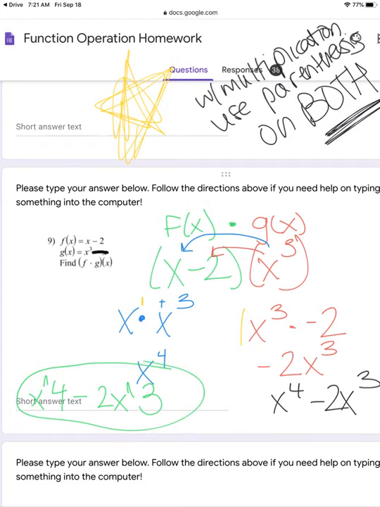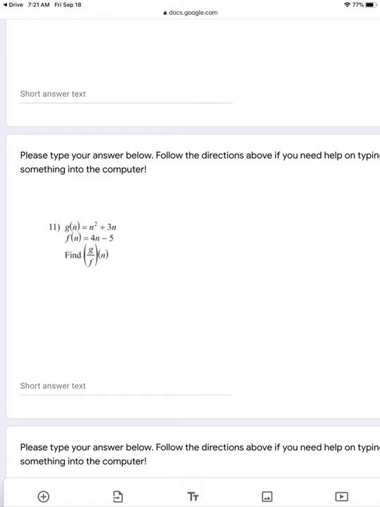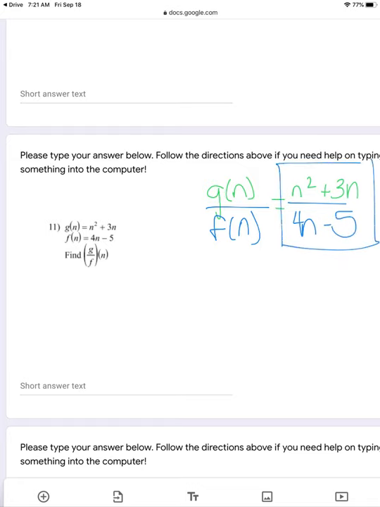Okay? Last two were division, which I told you is the simplest thing we can do. G of n all over f of n. And all I want you to do is just substitute in. That's all. There's no solving. There's no math going on. You're just substituting the numbers in.